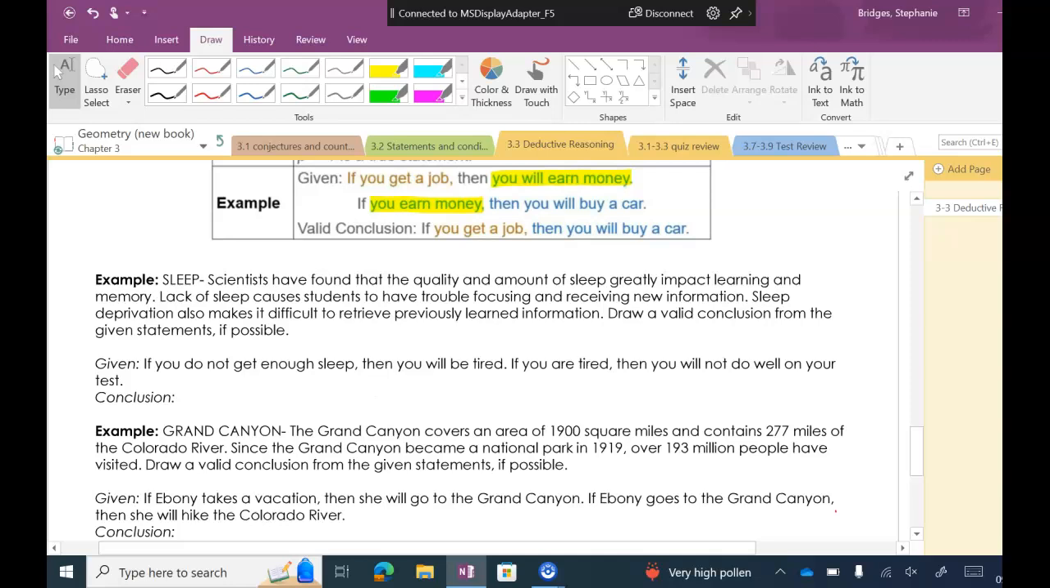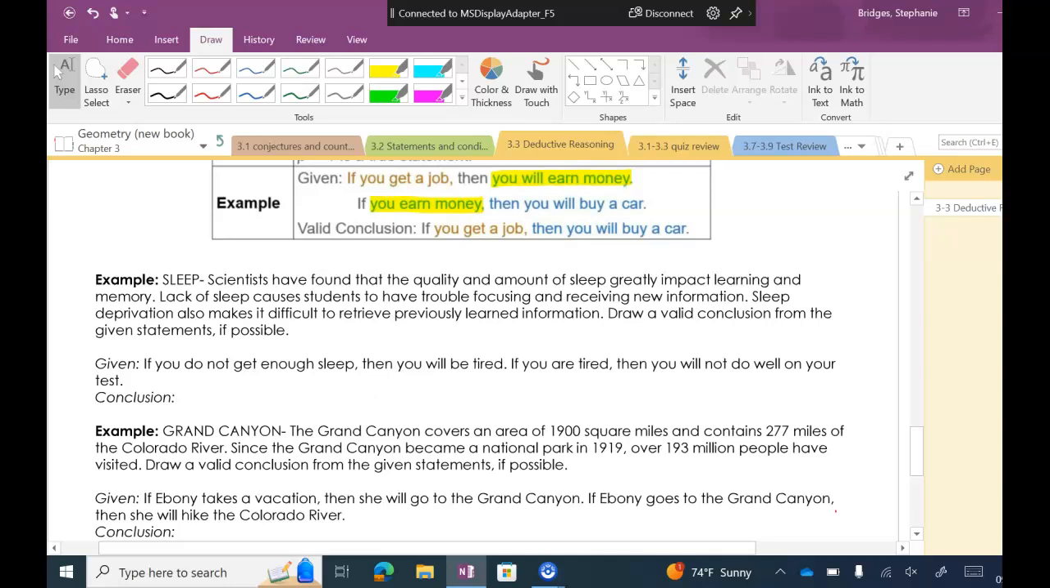Are we ready? So in that big long paragraph up at the top, it really has nothing to do with our question. It says, scientists have found that the quality and amount of sleep greatly impact learning and memory. Lack of sleep causes students to have trouble focusing and receiving information. Sleep deprivation also makes it difficult to retrieve previously learned information. Draw a valid conclusion from the given statements if possible.